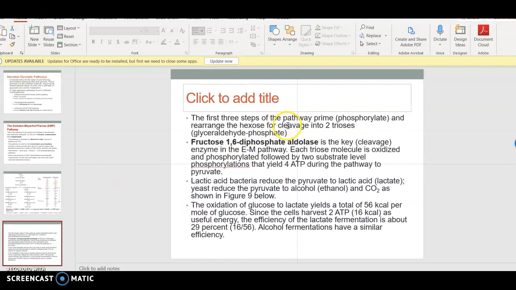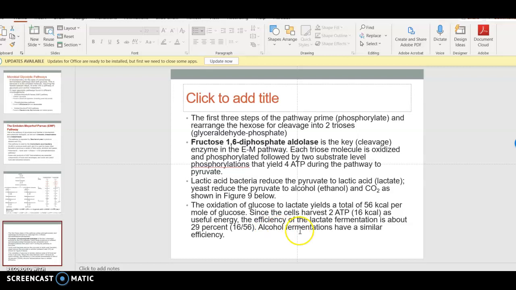Okay, this is the explanation of the formation of pyruvate from the common glycolysis. I think I don't have to elaborate more on this because you learned about this during your basic biochemistry lesson. I just want to say here that the oxidation of glucose to lactate yields a total of 56 calories per mole of glucose. Since the cells harvest only 2 ATP, because the other 2 are used for the investment stage of glycolysis, as useful energy, the efficiency of the lactate fermentation is only about 29%.